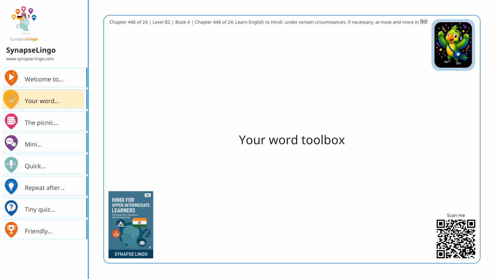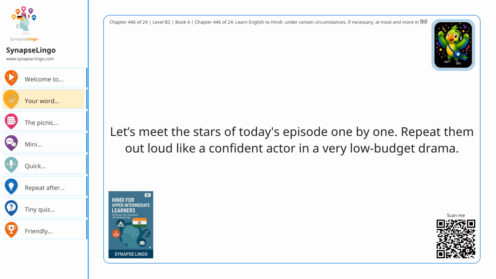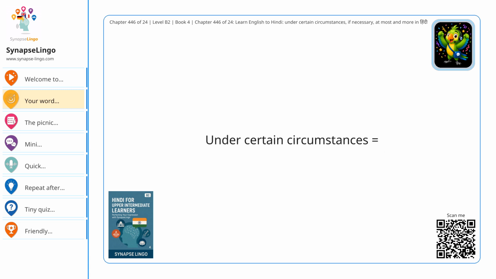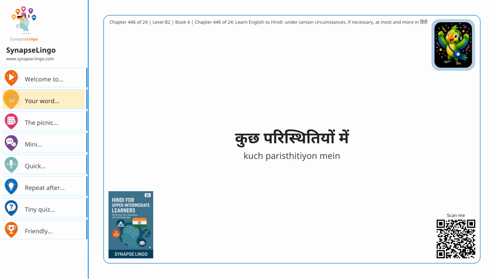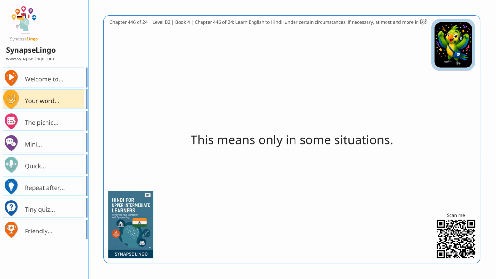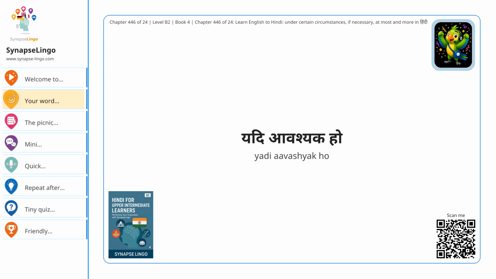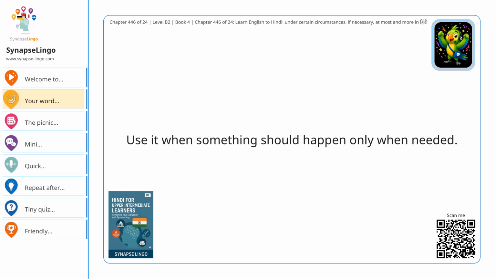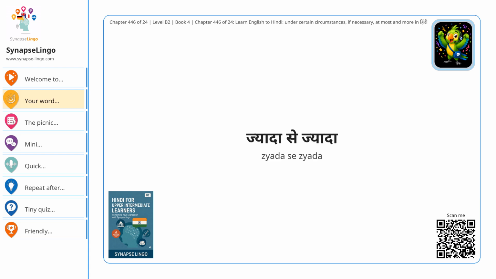Your word toolbox. Let's meet the stars of today's episode one by one. Repeat them out loud like a confident actor in a very low-budget drama. Under certain circumstances equals कुछ परिस्थितियों में. This means only in some situations. If necessary equals यदि आवश्यक हो. Use it when something should happen only when needed. At most equals ज़्यादा से ज़्यादा. This gives a firm upper limit.